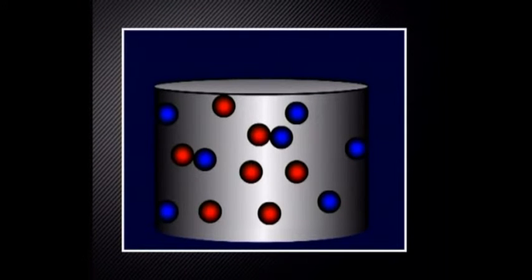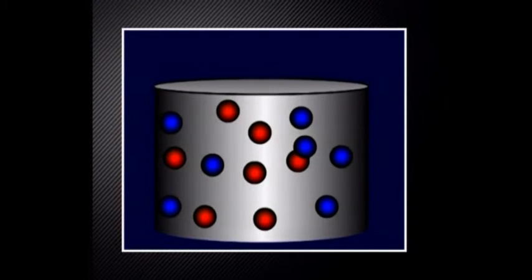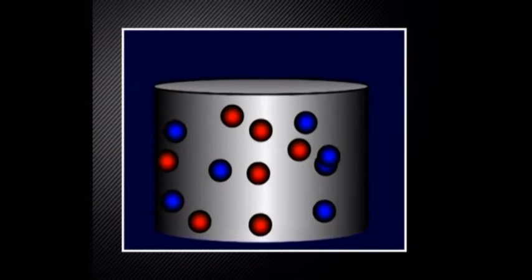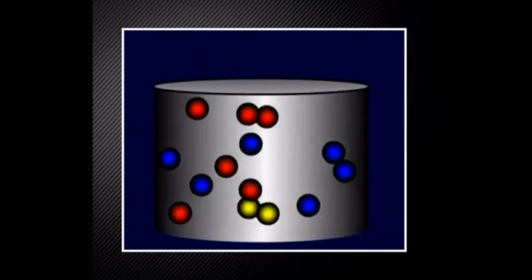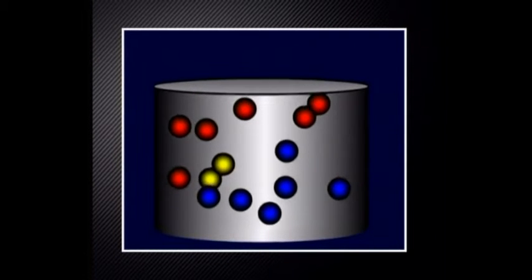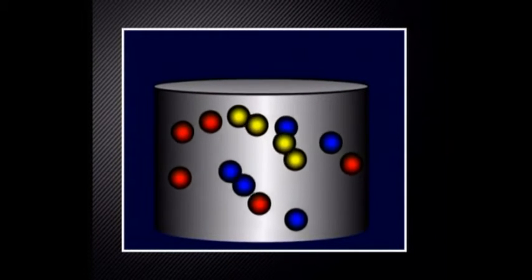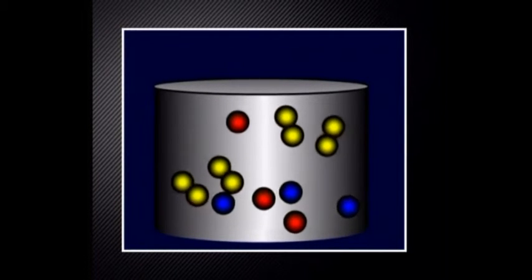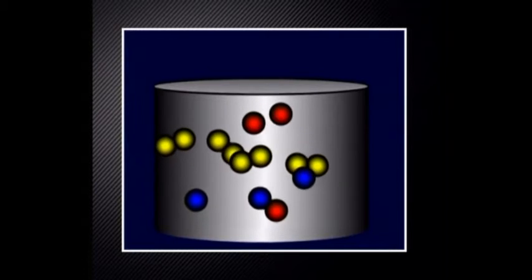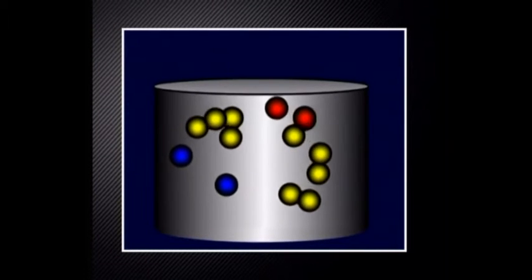In this closed container, we have molecules of A2 and molecules of B2 at the start of the reaction. The molecules gain energy and begin to move around faster and collide with each other. Some of these collisions are effective, and new molecules AB form. At first, there are many effective collisions, and the number of AB molecules increases quickly.